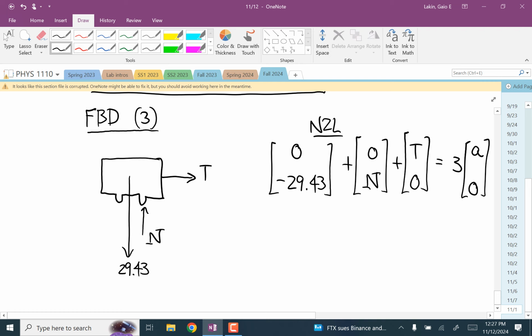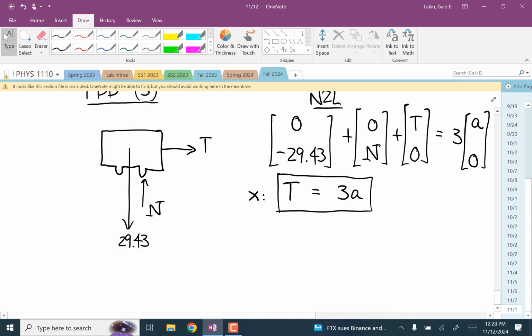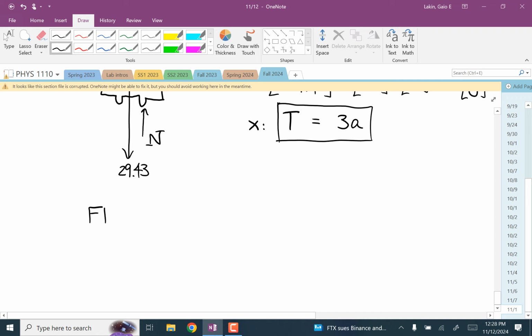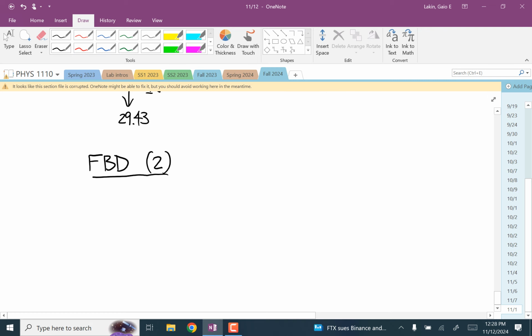All we want is acceleration and cable tension. So there's nothing that we want that's in the y equation, so I'm just going to use the x equation. And it says T is equal to 3a. We can't solve it because there are 2 variables. And so now we'll go on and isolate the other one, and we'll come back to this equation after we're done. So free body diagram of the 2 kilogram mass.